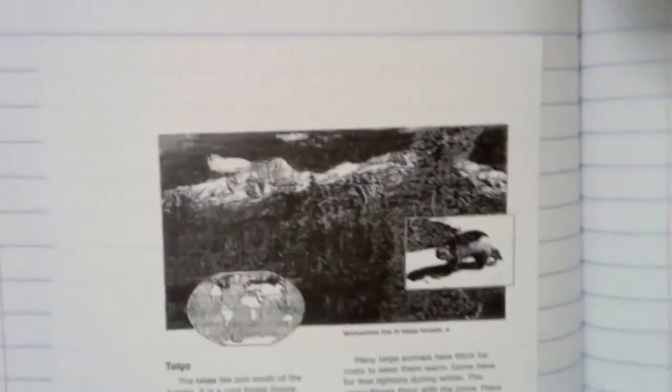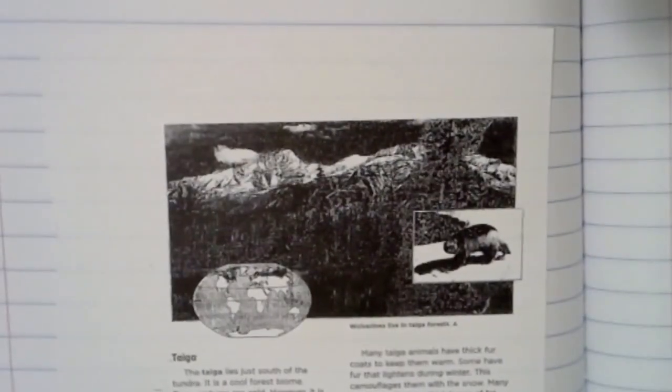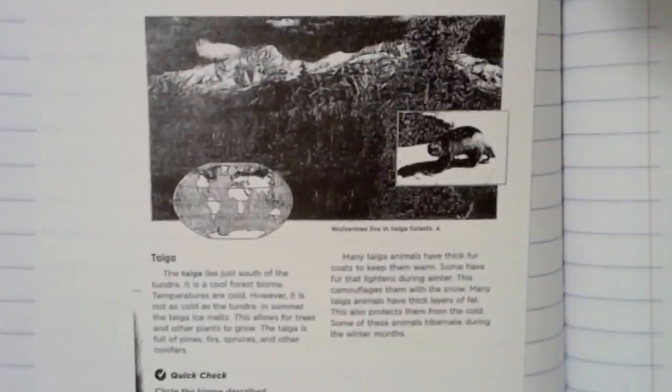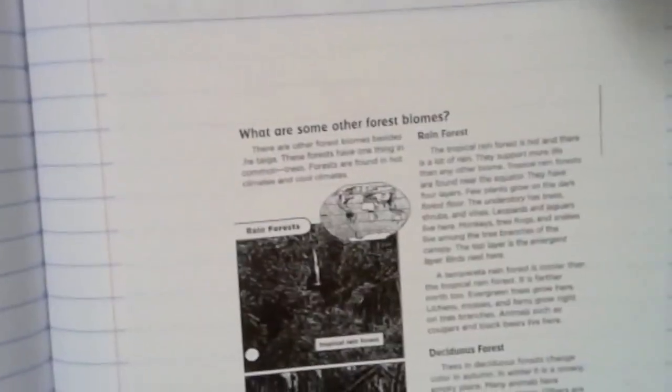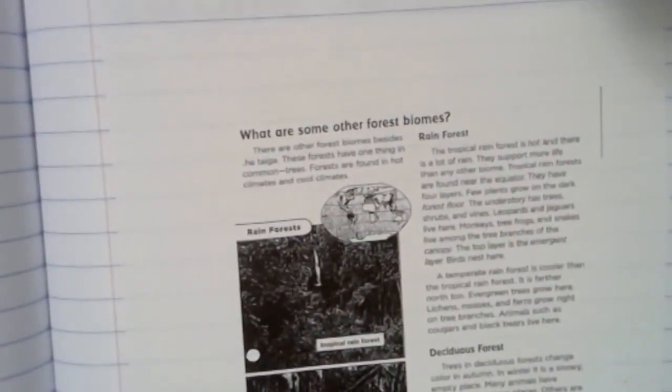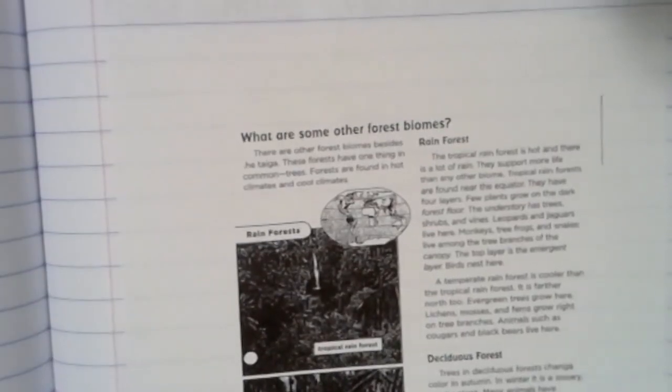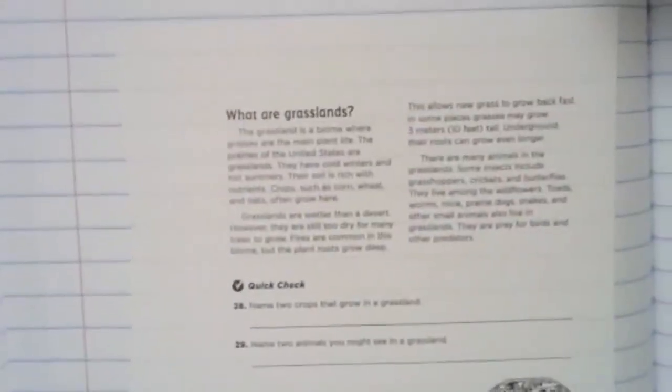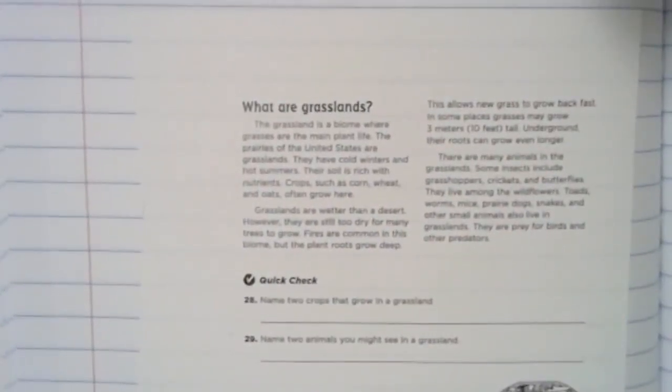Page 13 is the tundra. Make sure that's on page 13 with a page number. Page 14 is the taiga. Page 15 are forest biomes. Make sure you're numbering all your pages. And finally, page 16 is grasslands.